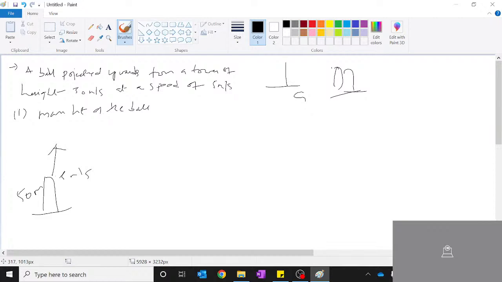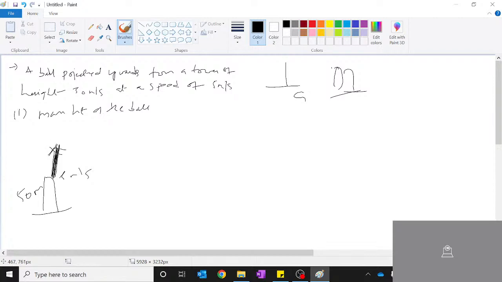Now how do you find the maximum height? The maximum height is always calculated from the ground. So from this point you find out the maximum height that it travels, and then we will add the height of the tower. Clear? Understood?